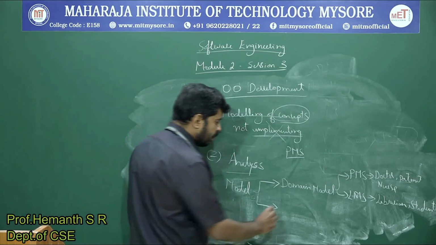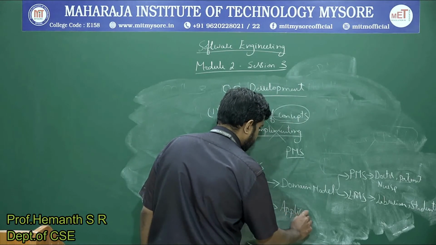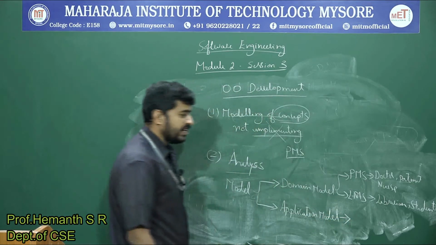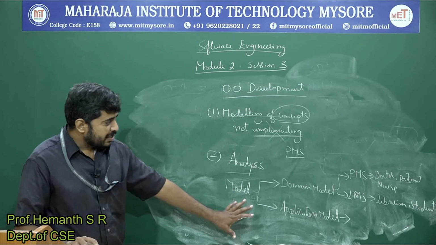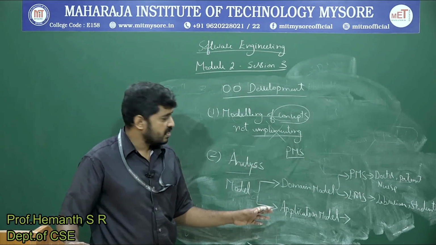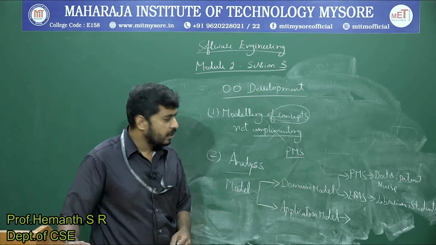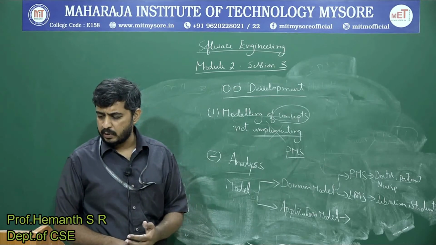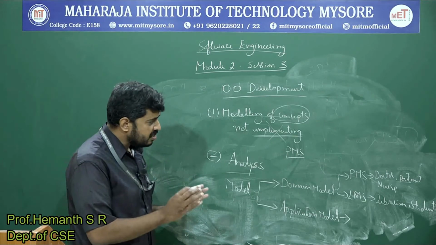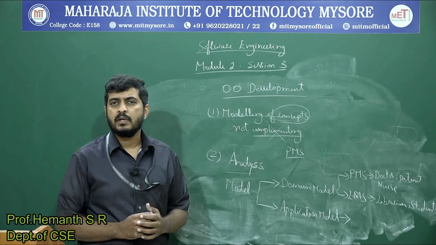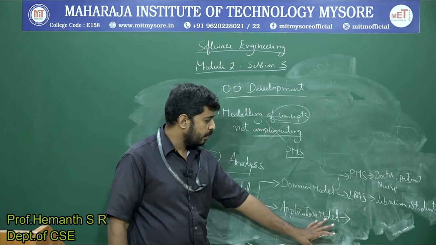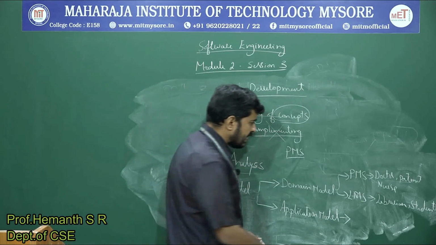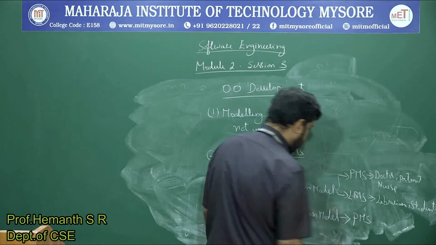The second one is the application model. So what is an application model? In the application model, the analyst will try to understand how each and every real world object or entity will interact with the system. What interfaces should be given to them. What parts of the system should be visible to them. What should not be visible. So all those things will be decided upon by the application model. So I'll give you an example.